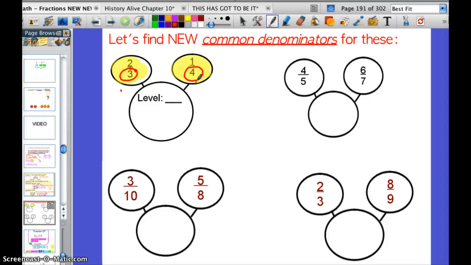Well, let's go through the levels. This is not level 1 because they are not the same denominator. And it's not level 2 because 3 is not a factor of 4. So it has to be level 3, meaning that we have to find the LCM on our own. Okay, and then the LCM of these two numbers would be 12. And therefore 12 would be the common denominator.